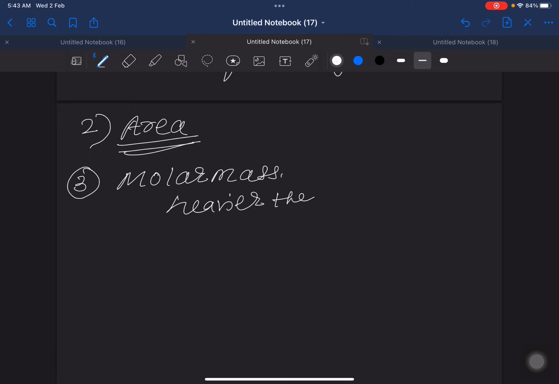Heavier the gas, slower should be its movement. Heavier the gas, slower the movement.